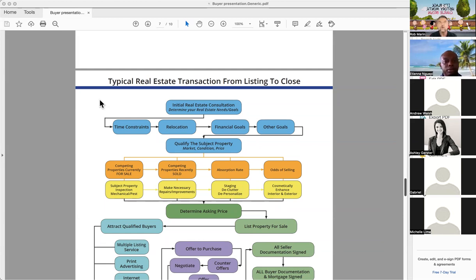You also want to show that you're prepared. You're going to be selling somebody's home if you're on the listing side. So this is what you're preparing.